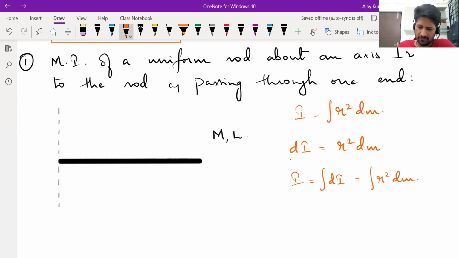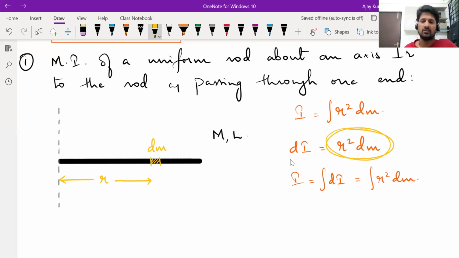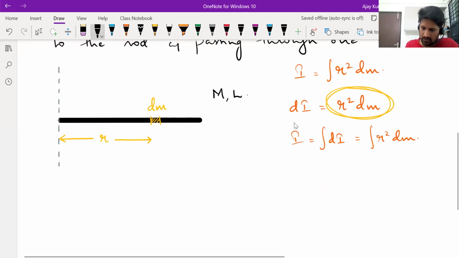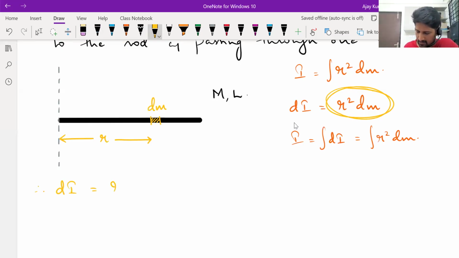So we will first consider an element of this rod, maybe from here to here. Since it's a small element, it will have a small mass dm. Assume its distance from the axis is r. Why do we care about its distance from the axis? Because moment of inertia depends on that, on how far the particle is from the axis. Therefore, the moment of inertia of this one element can be written as r square into dm: mass multiplied with the square of the distance.